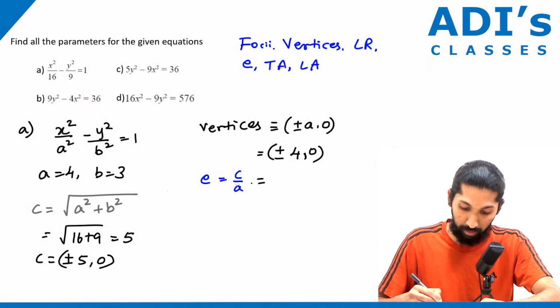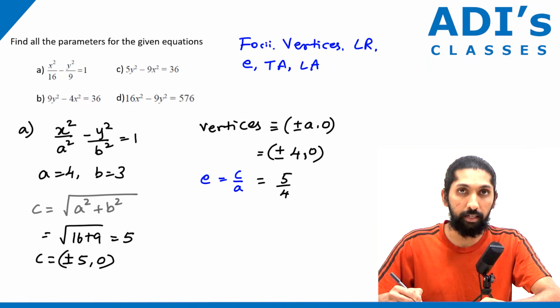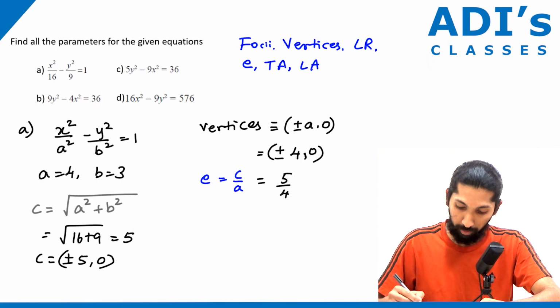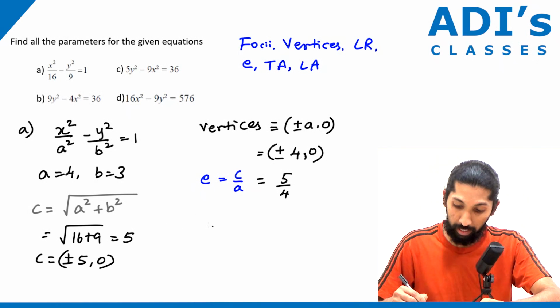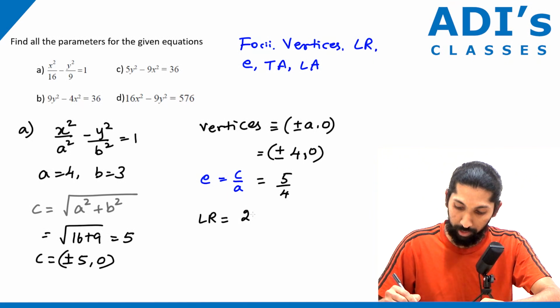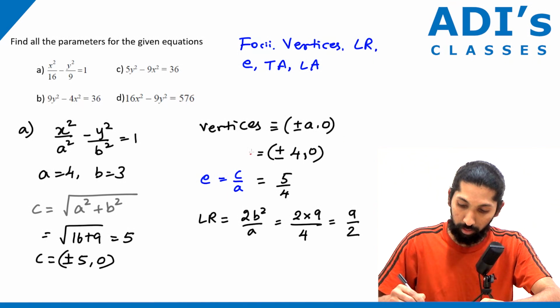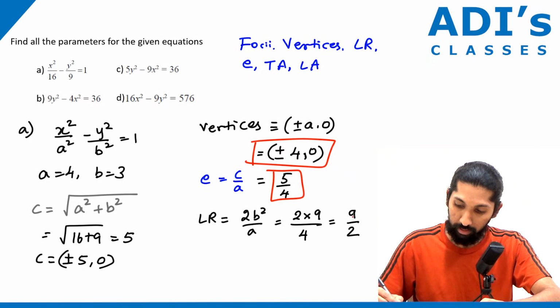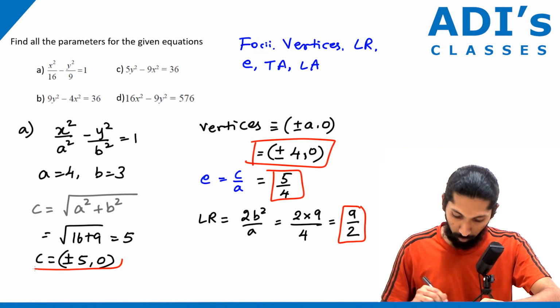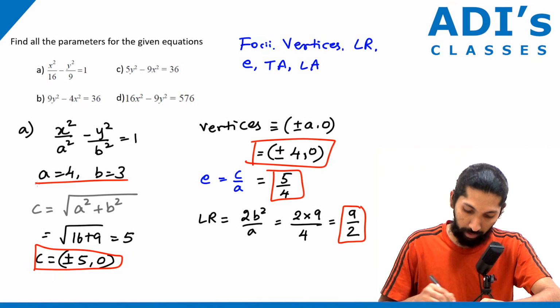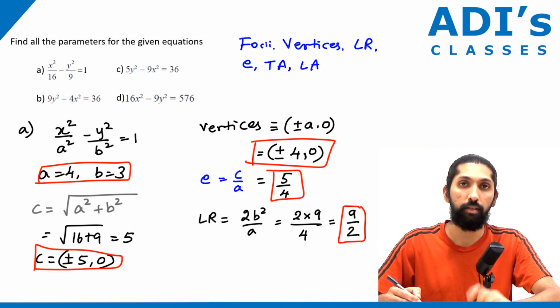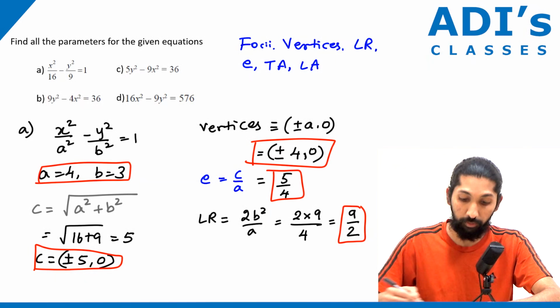So what do you get? C value is going to be 5 divided by 4. Eccentricity is greater than 1, isn't it? So it's 5 by 4. Then we have finally LR. LR value is given by 2b square by a. So 2 into 9 divided by 4. So this is going to be 9 by 2. So we got the vertices, eccentricity, latus rectum, the focus, and the value of LA and TA. All of them. Clear? So this is the answer for the first one.